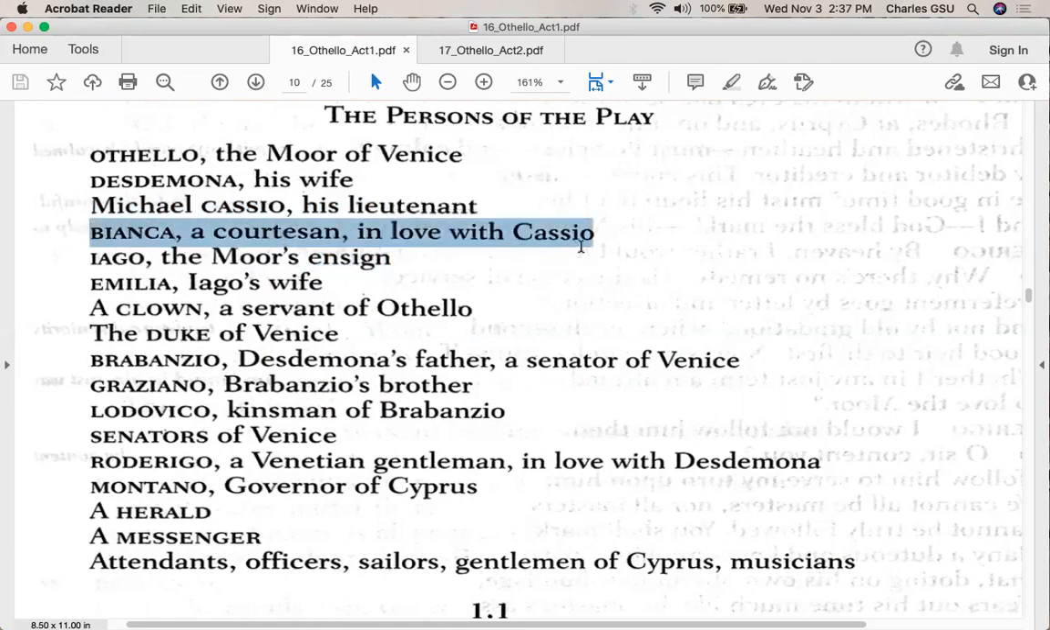Bianca, who actually has kind of a cameo role in this play, is a courtesan or high-price escort, you might say, in love with Cassio. And courtesans in Venice of this era, and Italy in general of this era, were sort of a known quantity in the social scene. That is, as long as wives were not publicly confronted about a husband's affairs, then they could turn a blind eye. Not necessarily that they condoned it, but it was just part of the social scene.